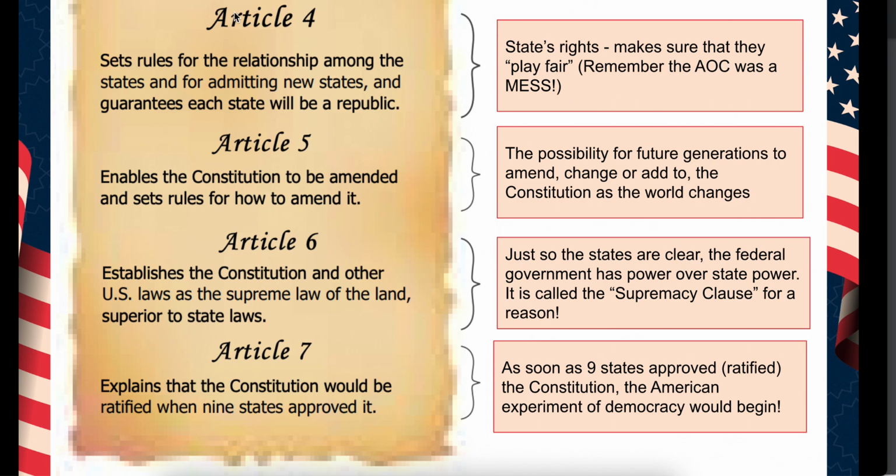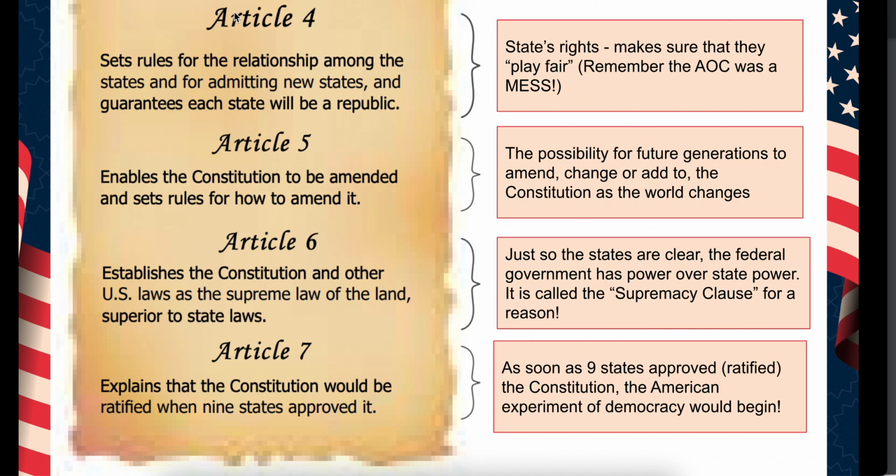Article 5, then, speaking of fixing, is about amending the Constitution. An amendment to the Constitution, and there are 27 of them, is a change to the Constitution or an addition to the Constitution. This is something the founders wanted to put into the Constitution because they recognized that the document was imperfect and over time would need to change as the world changes.